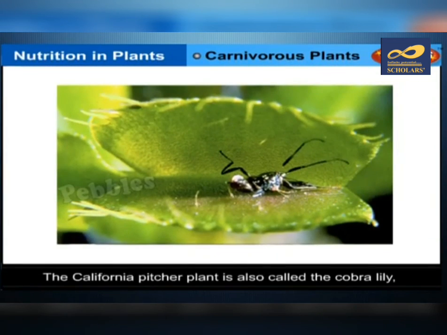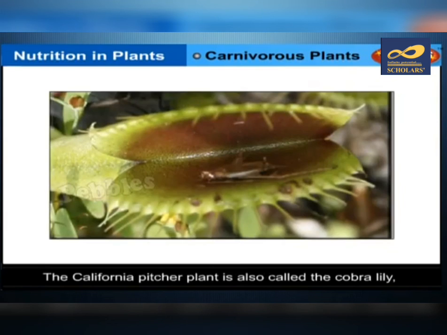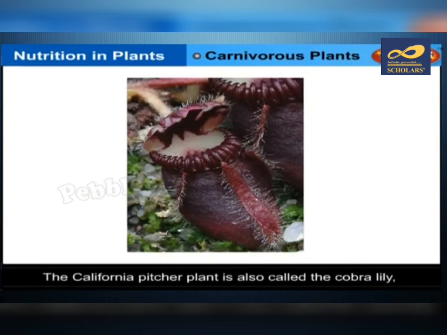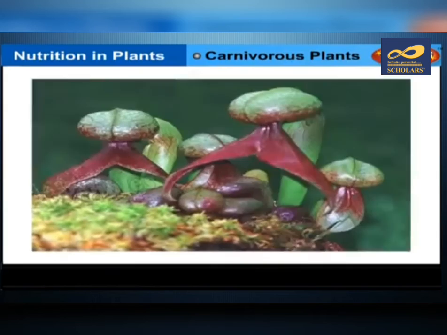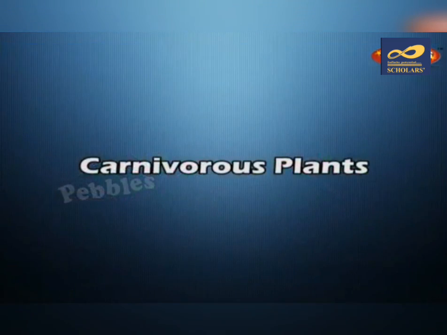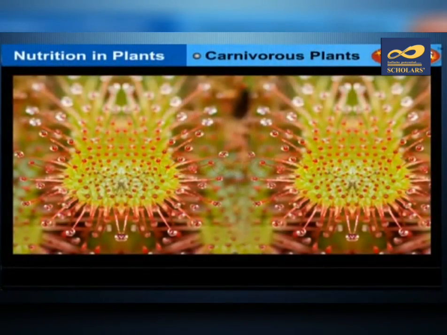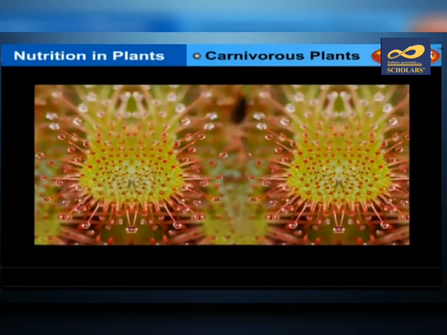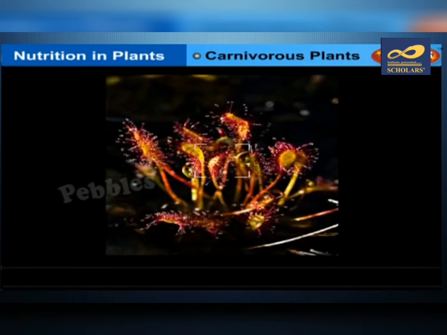The California pitcher plant is also called the cobra lily as it resembles a rearing cobra. It has a forked leaf that resembles the forked tongue of a snake. Carnivorous plants. The leaves of sundew have tentacles with drops of a sticky substance called mucilage at the ends. Insects get stuck in this substance and become entangled. The mucilage then digests the helpless insect.